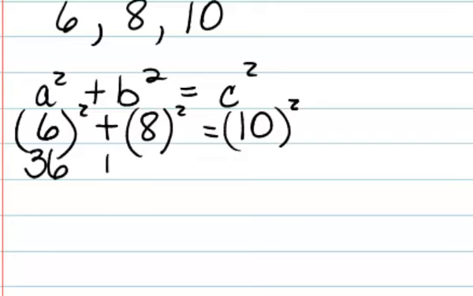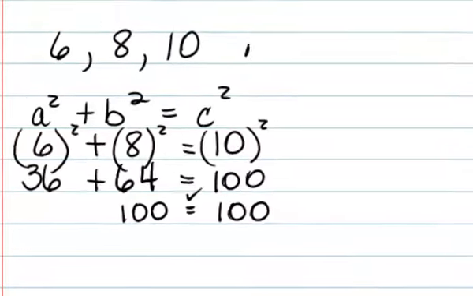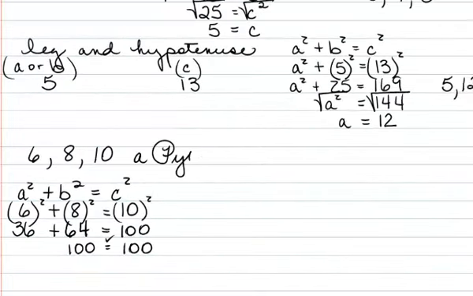If we calculate this and it does turn out to be equal, then this would be considered a Pythagorean triple. If it wasn't, then it would not be a Pythagorean triple. But in this case, you notice it does check that 100 is equal to 100. So 6, 8, and 10 would be considered a Pythagorean triple.